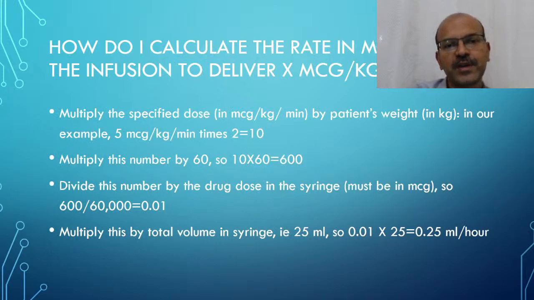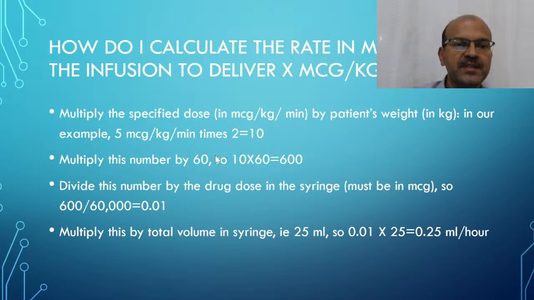So going the other way around, how do I calculate the rate in mLs per hour to deliver X microgram per kilogram per minute? So you know the microgram dose that you want to give, and you want to know how many ml per hour. So suppose we want to give 5 microgram. You simply multiply that dose by the weight. So the weight assumed is 2, so 5 times 2 is 10.